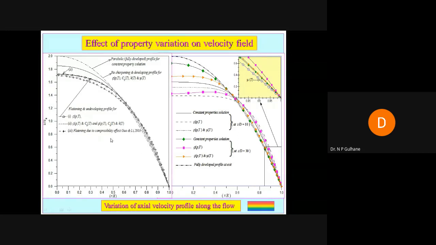And here, sometimes you find sharpening of the profile, sometimes you find flattening of the profile. When the profile gets flattened like this, more heat flux is being carried out at the wall, and the heat convection is more, the heat transfer coefficient is more, and the Nusselt number is more.